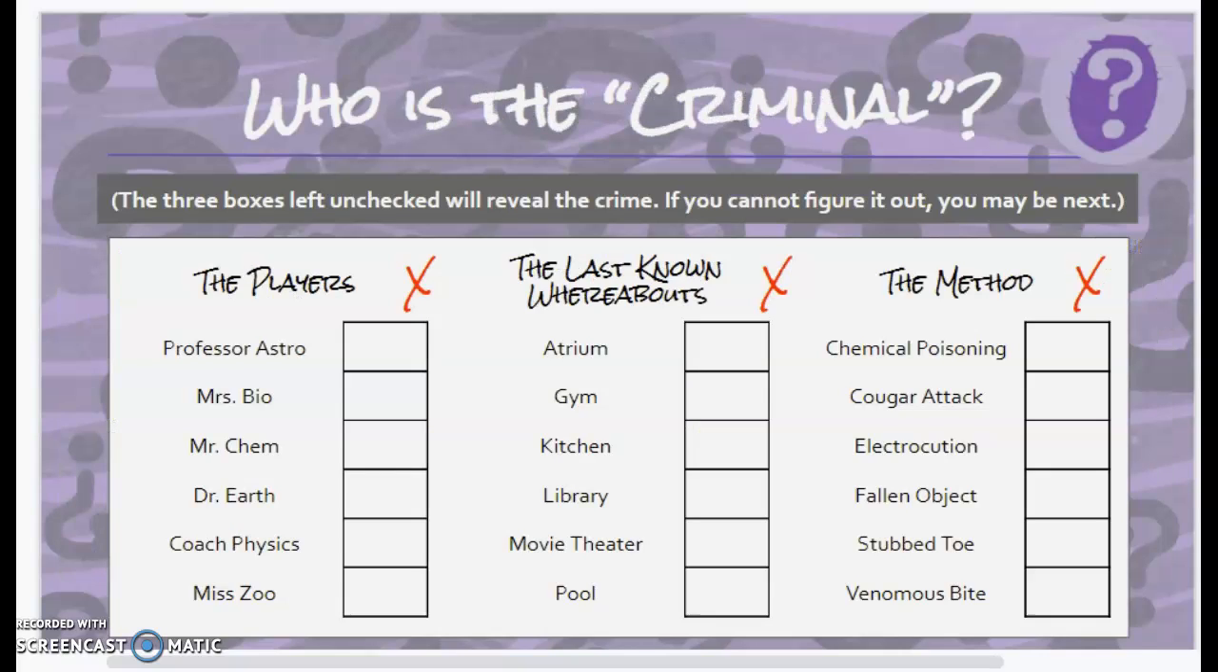So this is your notes page. To keep track, you'll mark off each clue. You'll mark off a player or a last known whereabout or a method until you figure out who it was, what they did, and how they did it. It's kind of like Clue. So we're kind of playing Clue in a sciencey way.